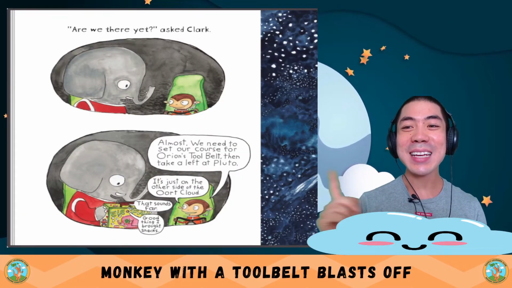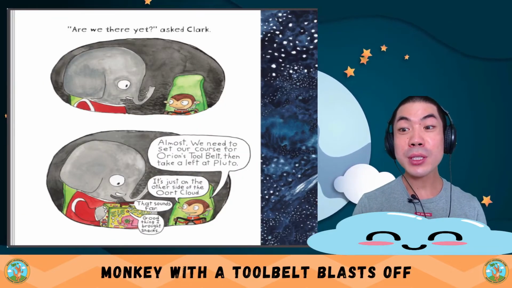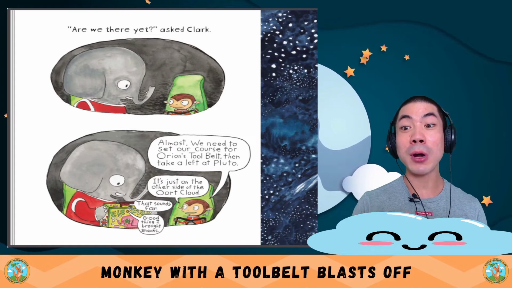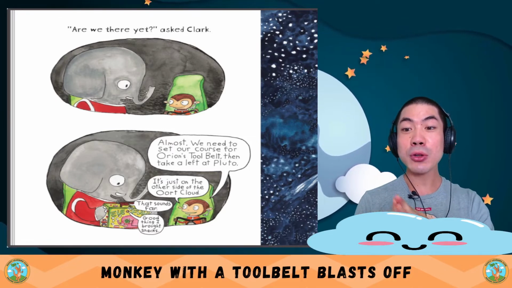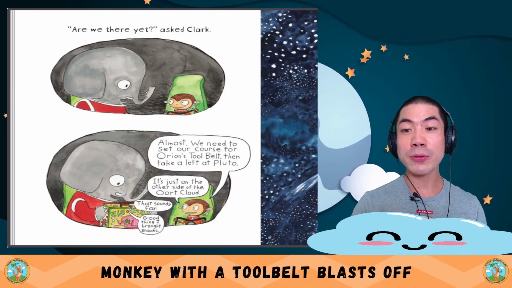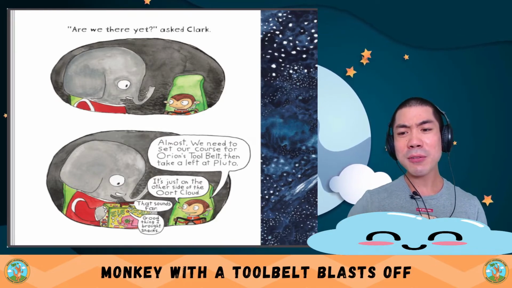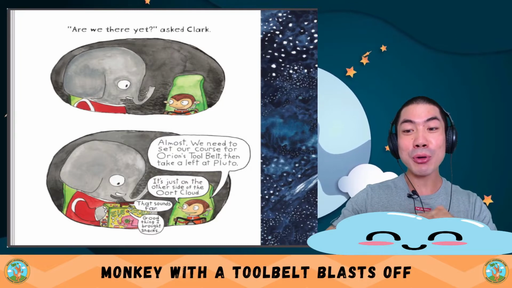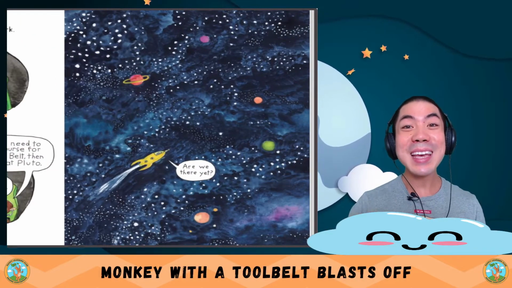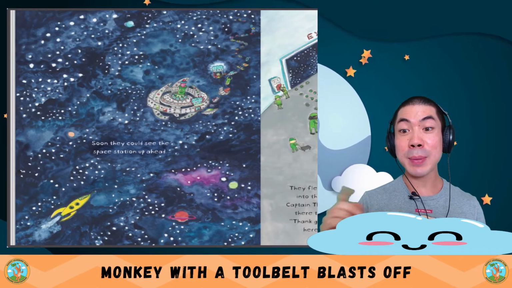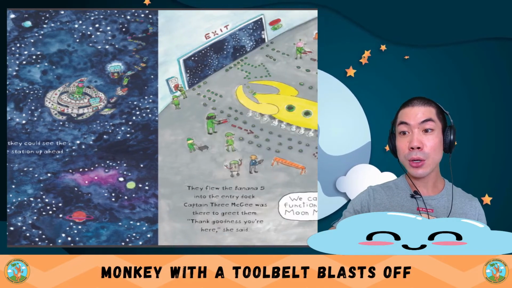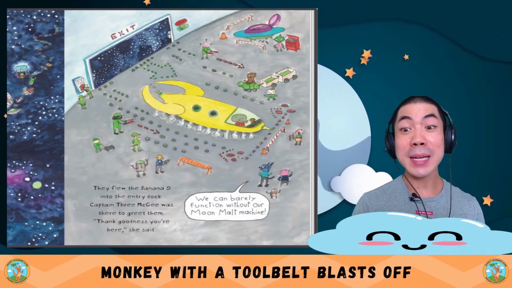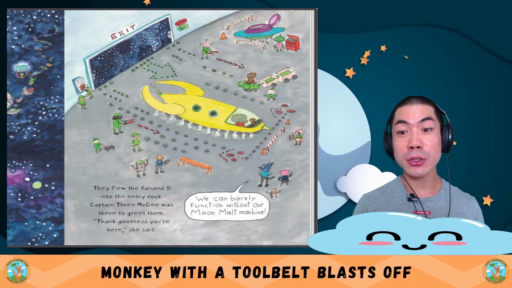Are we there yet? Asked Clark. Almost. We need to set our course for Orion's tool belt, then take a left at Pluto. It's just on the other side of the Oort cloud. That sounds far. Good thing I brought snacks. Are we there yet? Soon they could see the space station up ahead. Wow! They flew the Banana 5 into the entry dock.